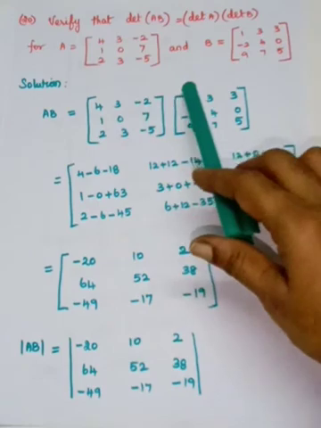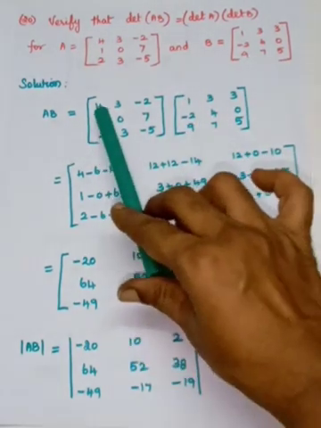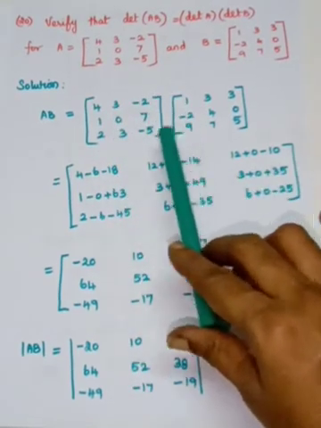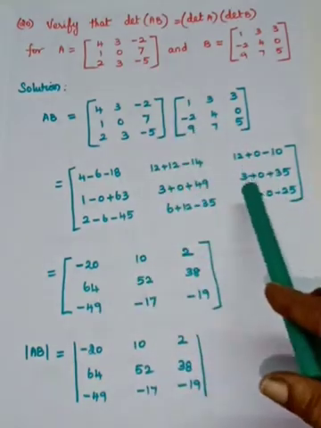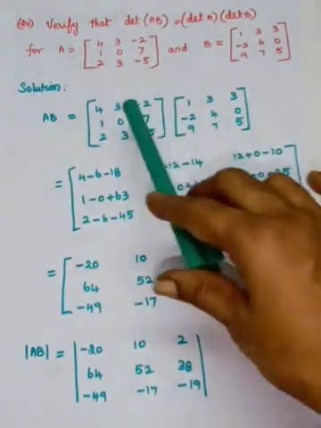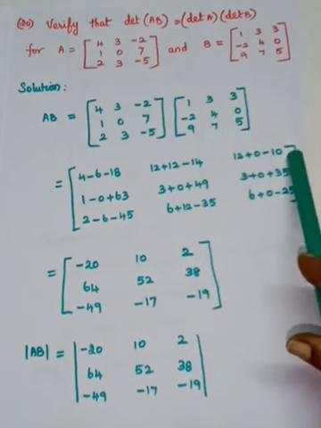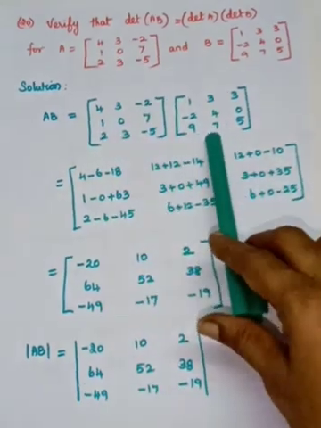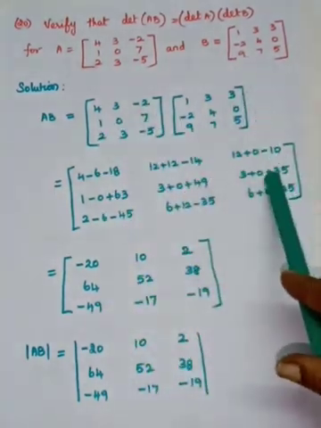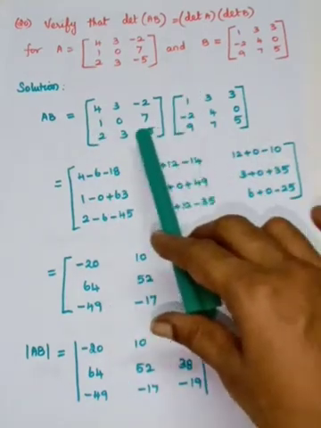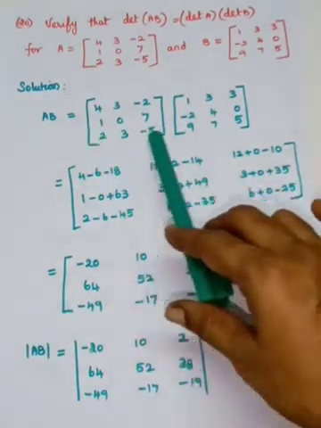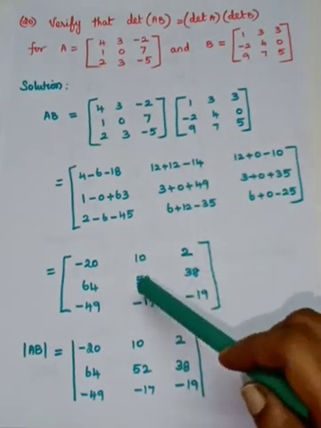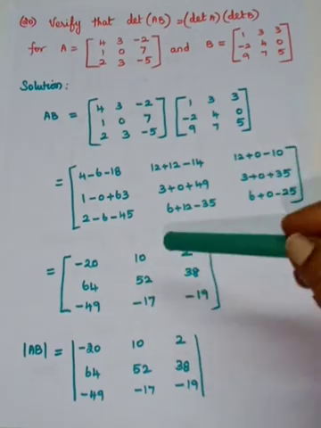So first row, first column, if you multiply, you will get this answer. 4 into 1, 4. 3 into minus 2, minus 6. Minus 2 into 9 is minus 18. The same way, first row, second column, first row, third column. After finishing this, you have to take the second row, first column, second row, second column, and second row, third column. Next, third row, first column, third row, second column, and third row, third column. So you have to multiply and simplify, and you will get the product AB.